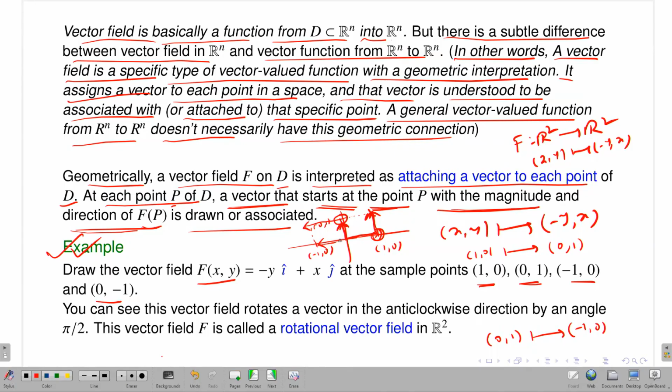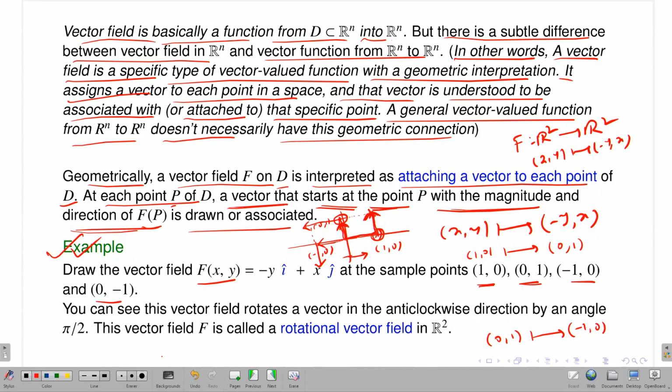I am just translating this vector up to this point because I want to associate a vector with the given point in the domain. So this is the one. At (1, 0) you have this vector, at (0, 1) you have this vector. Now you can guess at (minus 1, 0) which vector? This is the vector, and at (0, minus 1) this vector.